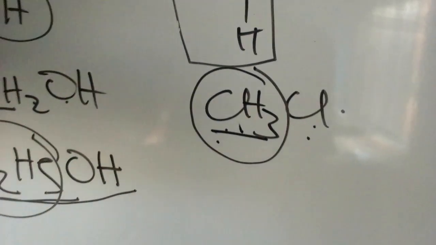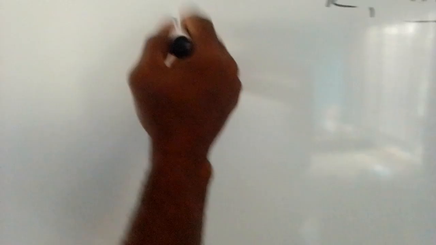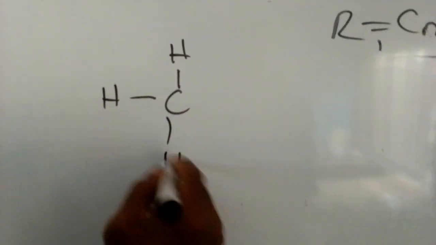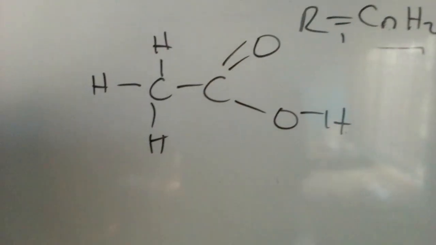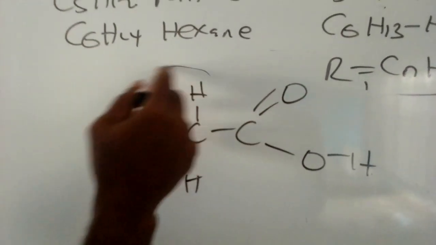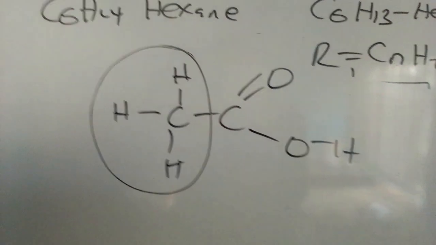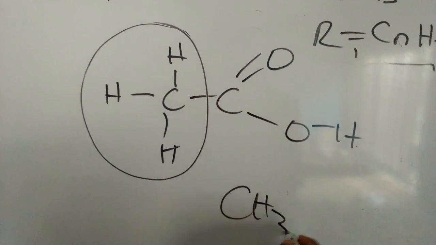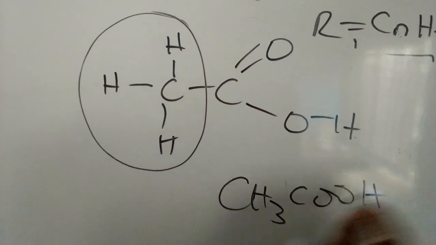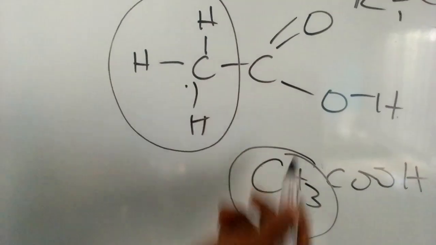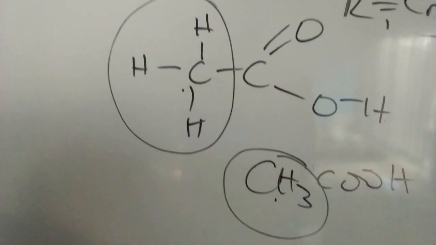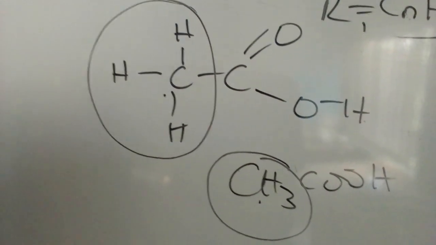Another example is when we look at this compound. This is an organic compound, an acid. You can see that. So the alkyl group here is this. This is the hydrocarbon part. So CH3, COOH. So this is the alkyl group, that is the methyl group. So this compound is ethanoic acid or acetic acid.